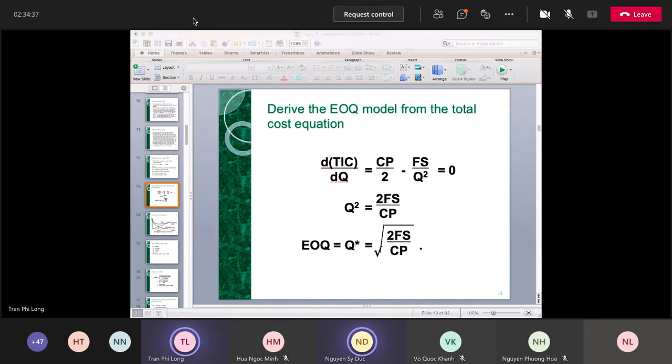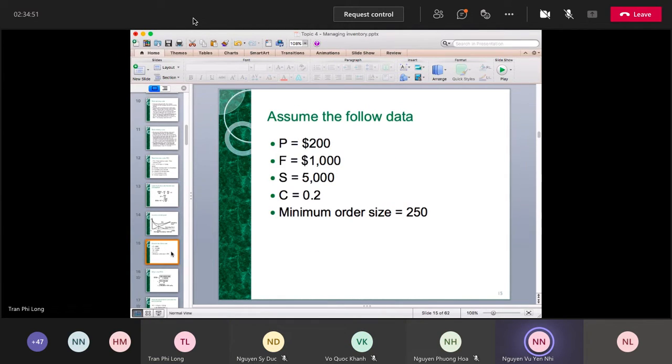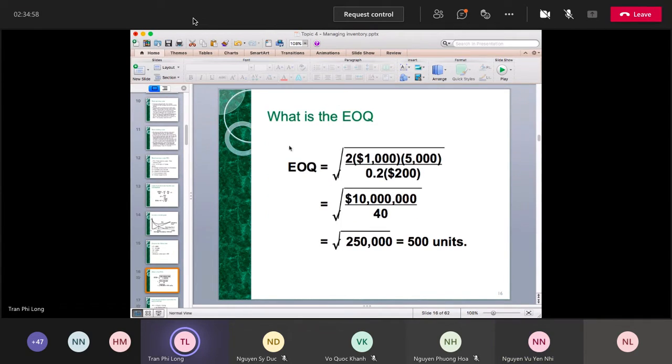Okay, so Yến Nhi. Yes, I'm here. Okay, so what is your result? So I calculate the EOQ, and the result is 500. It's correct, thank you. But you know, in the final exam, I will not ask you this kind of question. I will ask you the other kind of question. For example, I will ask you this one.